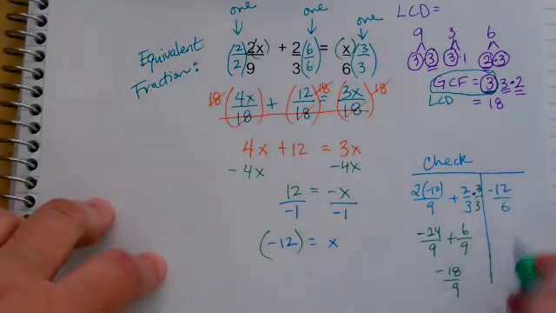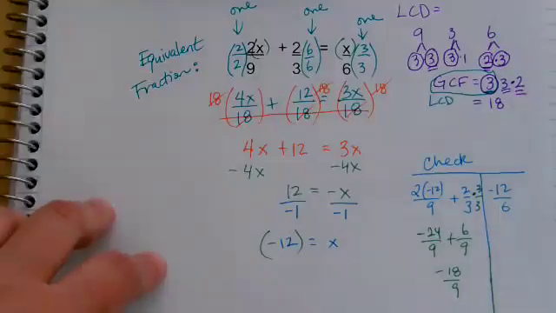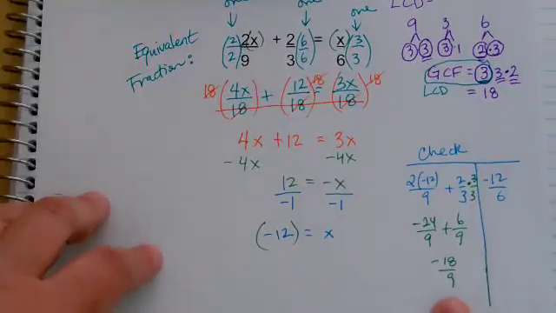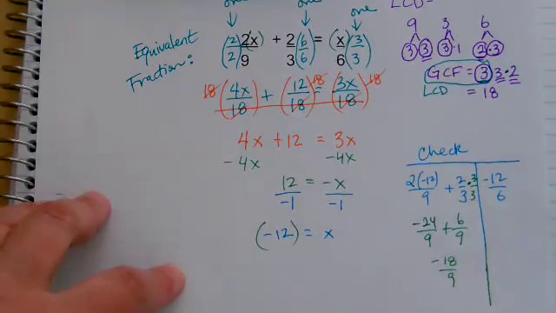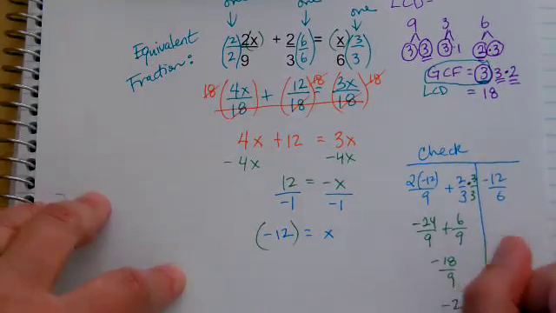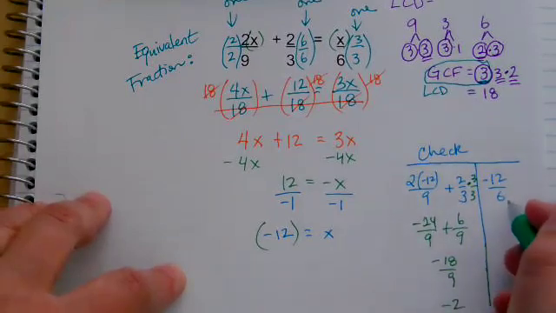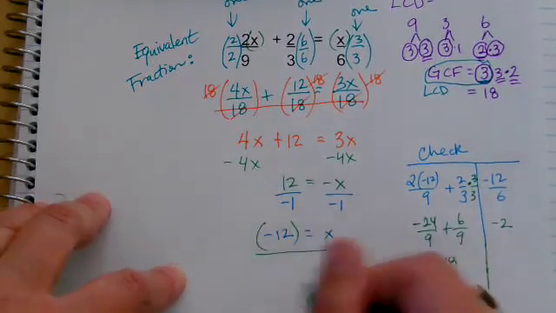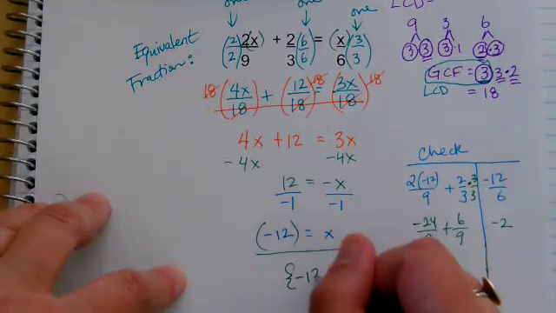Now simplify these fractions. What does -18 over 9 equal? 9 goes into -18. Yes, -2. Over here, -12 divided by -6 is also -2. That means our answer is -12.